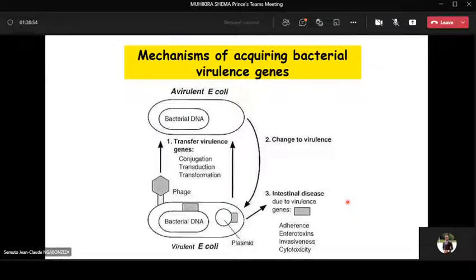Transduction is by phage, a virus that infects bacteria. Sometimes this virus can import some material from one bacterium to another. It can carry either a plasmid from this bacterium, which was infected with phage. When it is destroyed, this phage can infect another one, but also carry some genes that were in this virulent E. coli, either a plasmid or this destroyed gene, and take this gene to the other bacterium. That is transduction. It means there is a phage intervention to transfer genetic material from one bacterium to another.